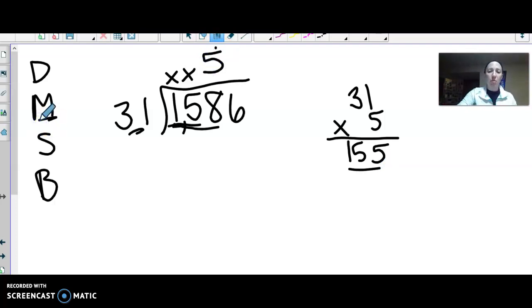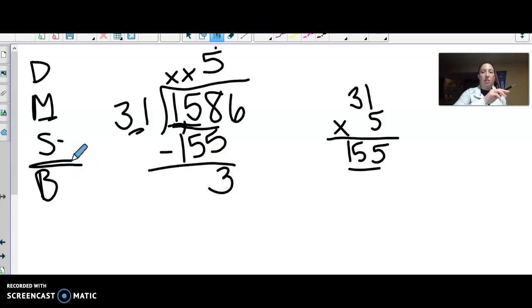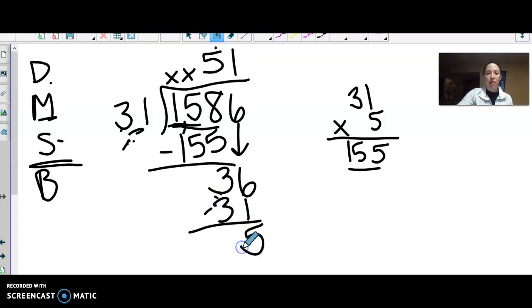Multiplying, I already did. 5 times 31 is 155. Subtract, I get 3. Now, after my subtraction step, I can compare. I want to make sure this number is smaller than this number. That's a good clue that I picked the right number up top. All right, bring down the next one. Divide. How many times does 31 go into 36? Well, just 1 time, right? Because 2 times would be 62. 1 times 31 is 31. Subtract, I get 5. And then my remainder is 5 because I have nothing else to bring down.